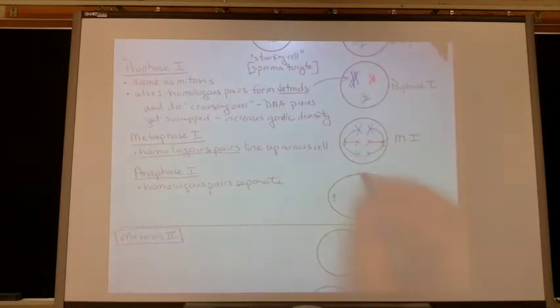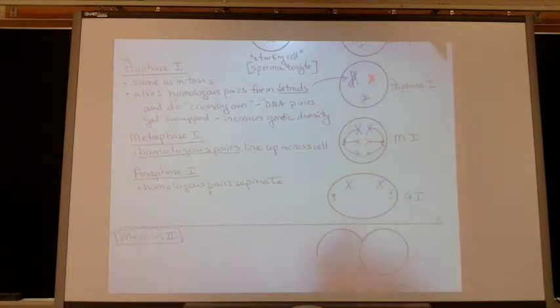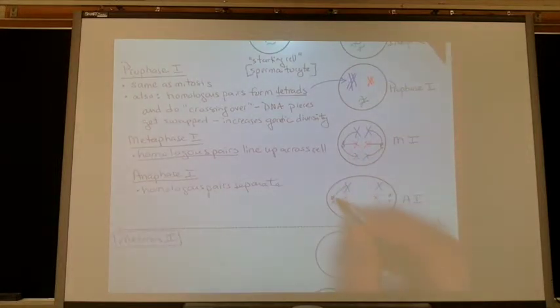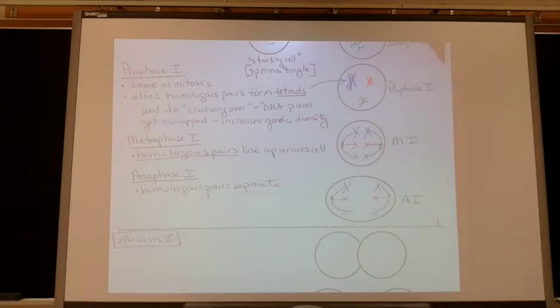Let's see. So the blue pair is going to go over this side, that side. Red pair separates like that. Green pair like that. Got to draw some spindle fibers. Okay, so you see how they're splitting, but the sister chromatids have not disassembled yet.